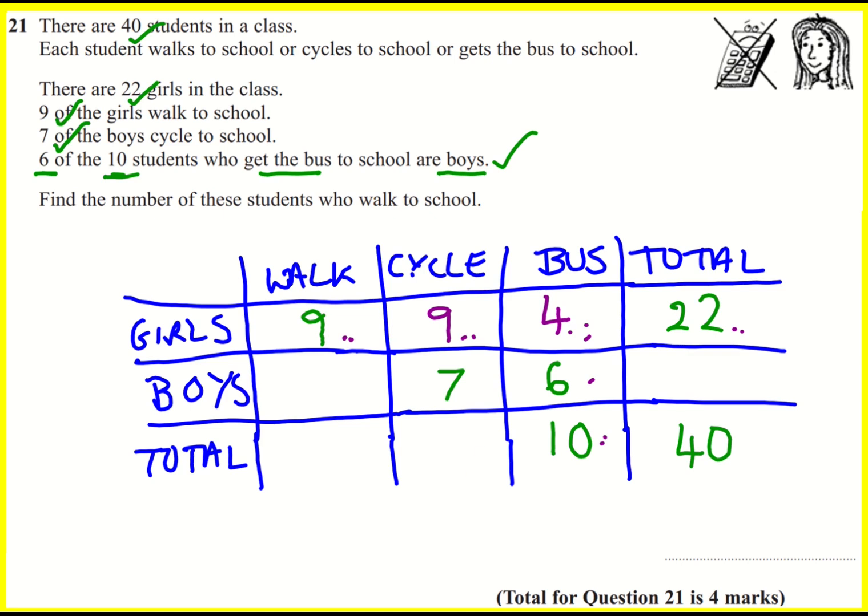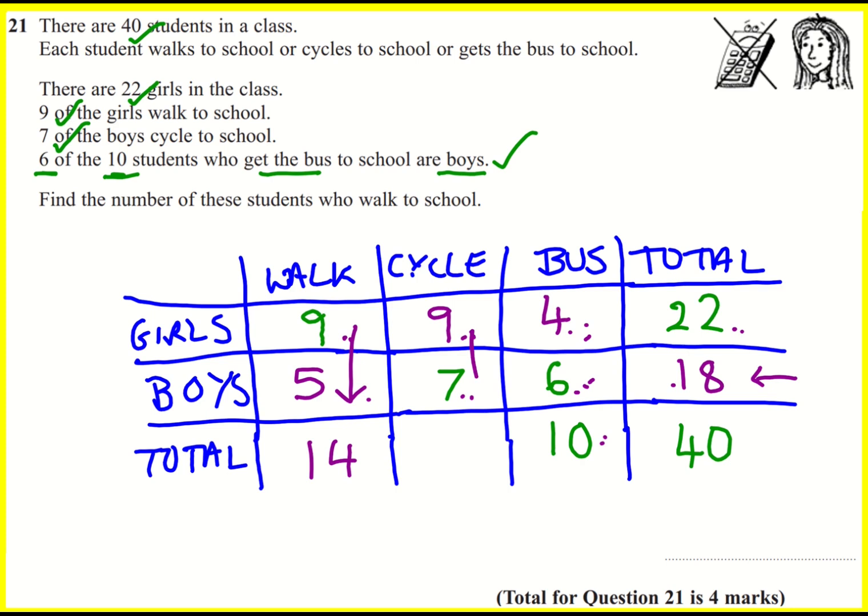What else can I figure out now? Oh, I can figure out the number of boys, because I know that there are a total of 40 and I know there's 22 girls, which means there are 18 boys. And now that I know that there are 18 boys, I can figure out the number of boys who walk, because this plus this is 13, which means this must be 5, because that and that make 13, and 18 take away 13 is 5. And now I can simply add down here. So 9 plus 5 is 14, so 14 students walk.